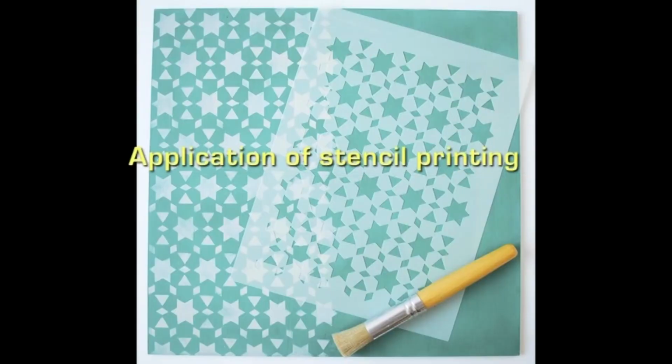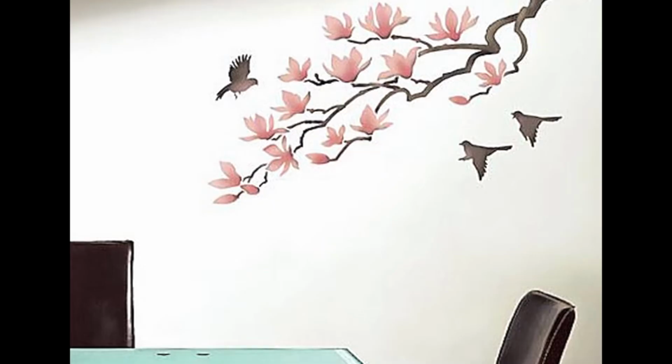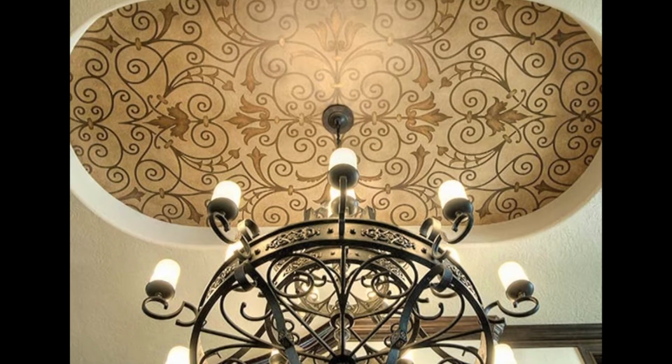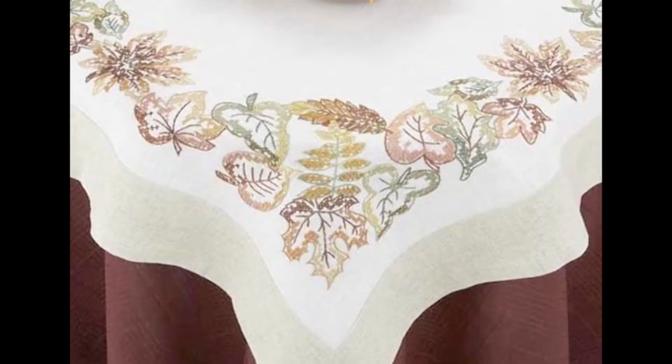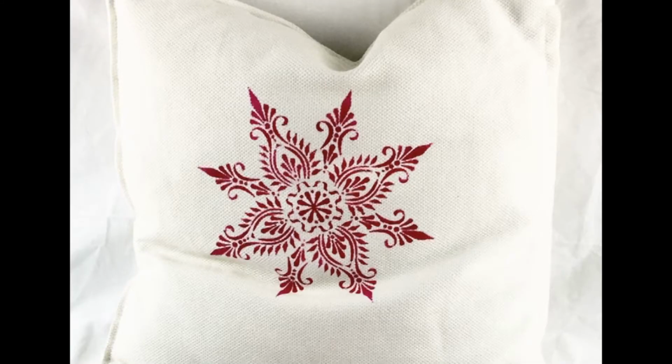Coming to the application, this method is mainly confined to printing of wall hangings, decorative panels, curtains, bed sheets or bedspreads, table covers, cushion covers, etc. Any kind of color can be used for the pattern in this method, and oil colors are often used for heavy woolen goods, velvets, jute cloths and buckram, etc.